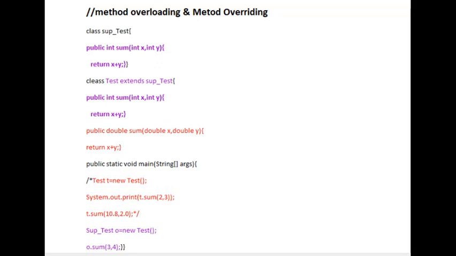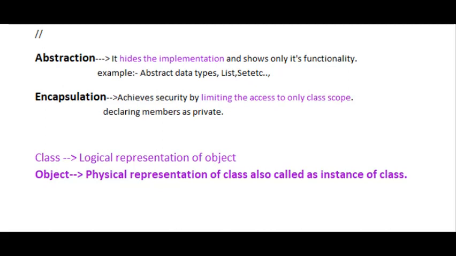Next, abstraction and encapsulation are both used for security purposes, and they differ in behavior. Abstraction can be achieved by interface or abstract class. Encapsulation is wrapping the data and its accessibility into a single unit, like a private member has access to its class only. Lastly I also explained what is class and object.